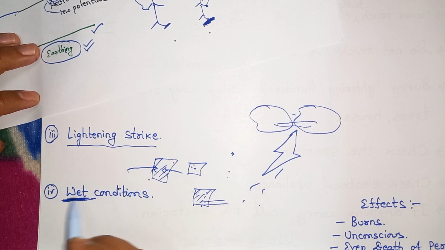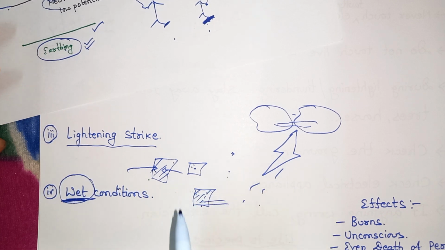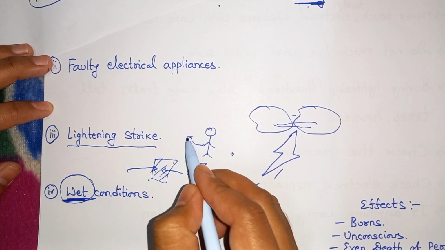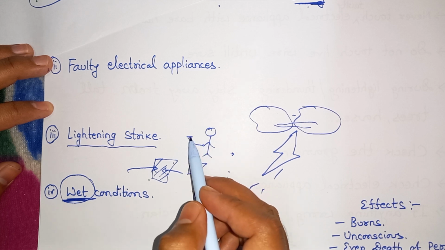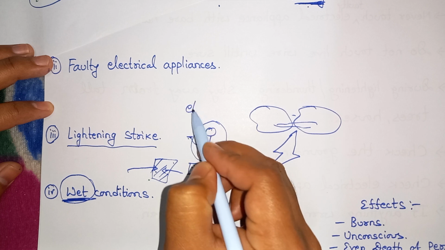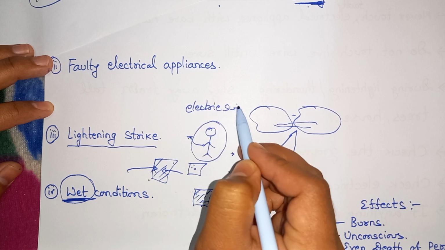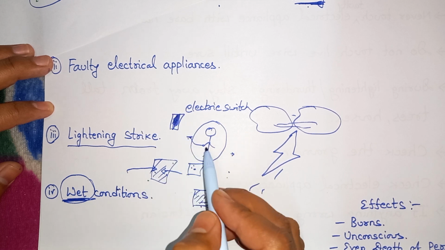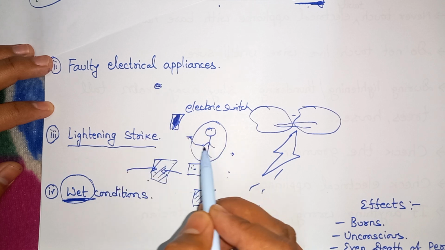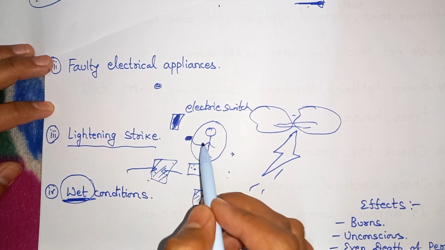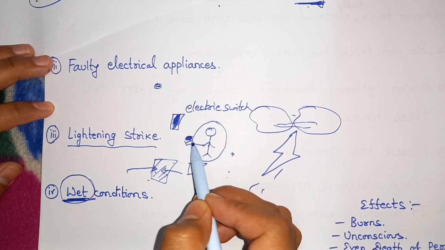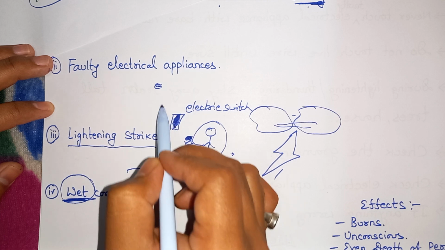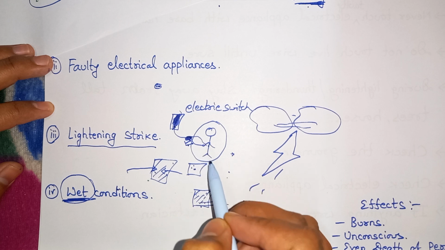Same thing if the condition is wet, if our hand is wet. If a person has a wet hand, and this person tries to turn off the electric switch, we know the electric switch is made up of insulator. If he or she tries to turn off any kind of light with a wet hand, then he should be very much aware that this wetness can be a good conductor, and if he or she touches this switch, then electrical current may flow through the person and finally to the body.